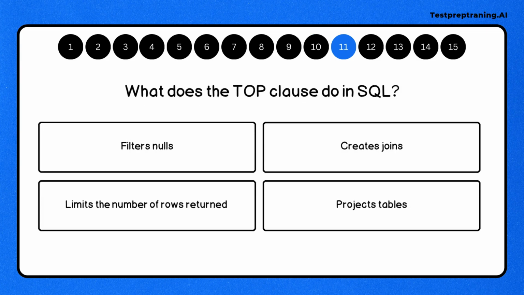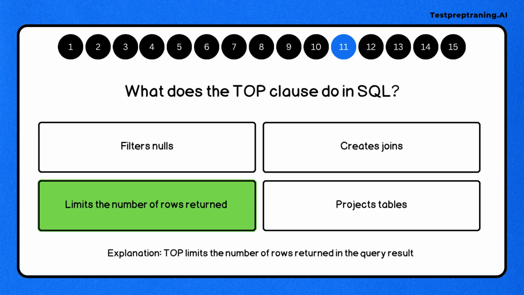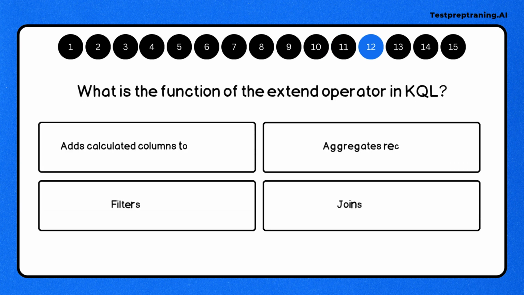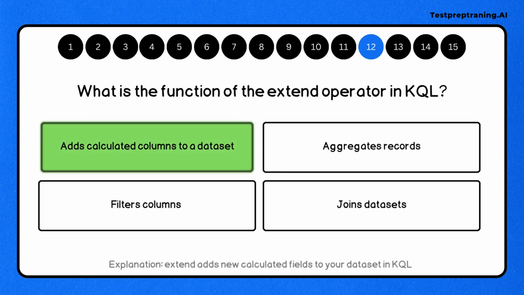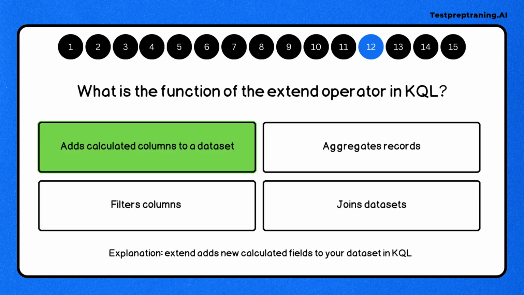Question 11. What does the TOP clause do in SQL? Correct answer is limits the number of rows returned, as TOP limits the number of rows returned in the query result. Question 12. What is the function of the extend operator in KQL? Correct answer is adds calculated columns to a dataset, as extend adds new calculated fields to your dataset in KQL.